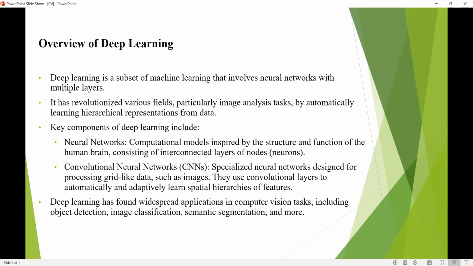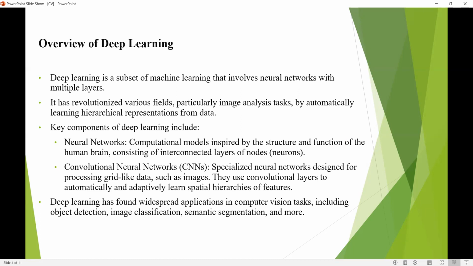Key components of deep learning include the neural network, a computational model inspired by the structure and function of the human brain, which consists of interconnected layers of nodes. The neural network is the same as the human brain. It is the interconnection of neurons. In this, we can say it is the interconnection of nodes, where each node calculates and analyzes the patterns, and finally the final node gives the output.